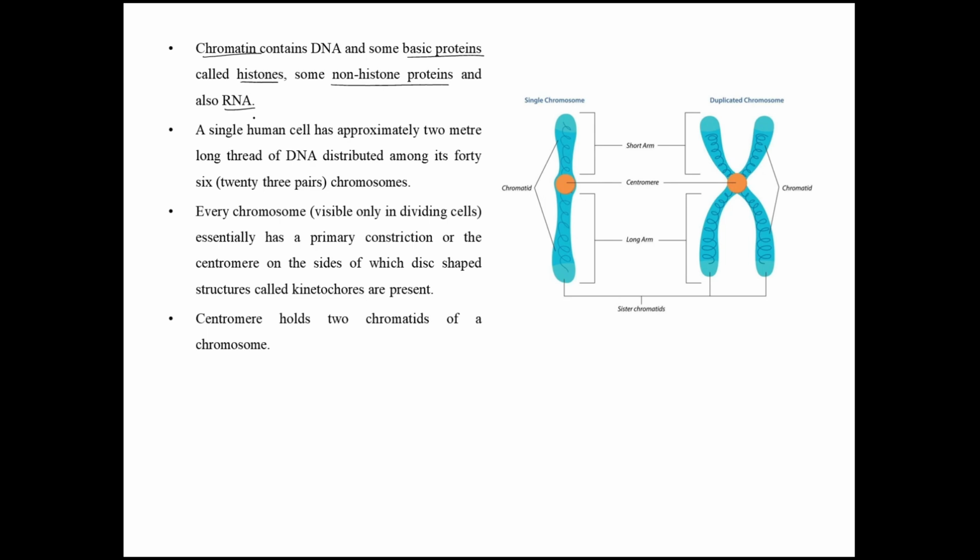Every chromosome essentially has a primary constriction, the centromere, on the side of which a disc-shaped structure, the kinetochore, is present. Here you can see the centromere, and here the kinetochores are present. The centromere holds the two chromatids of the chromosome, right? We can see there is a shorter arm and a longer arm, held together by the central centromere.